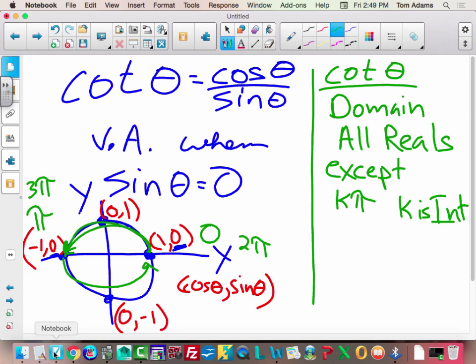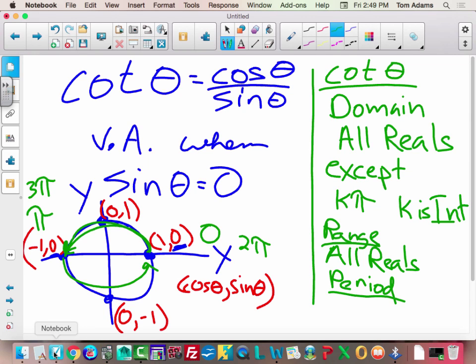What is the range? All real numbers. And then lastly, what is the period? How long before the cycle starts over? Pi. Now you know why that cycle starts over, right?